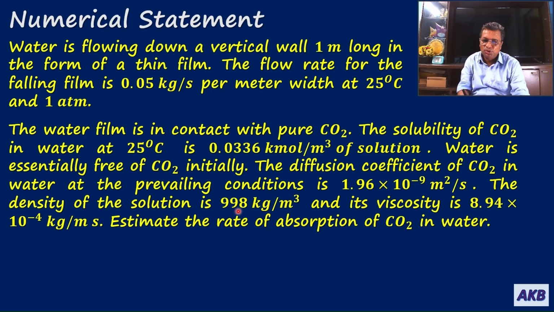The density of the solution is given to us. It is 998 kg per meter cube. And its viscosity is also given. It is 8.94 into 10 to the power minus 4 kg per meter per second. So based on this, we have to find out the rate of absorption of CO2 in water. So let us continue with this.